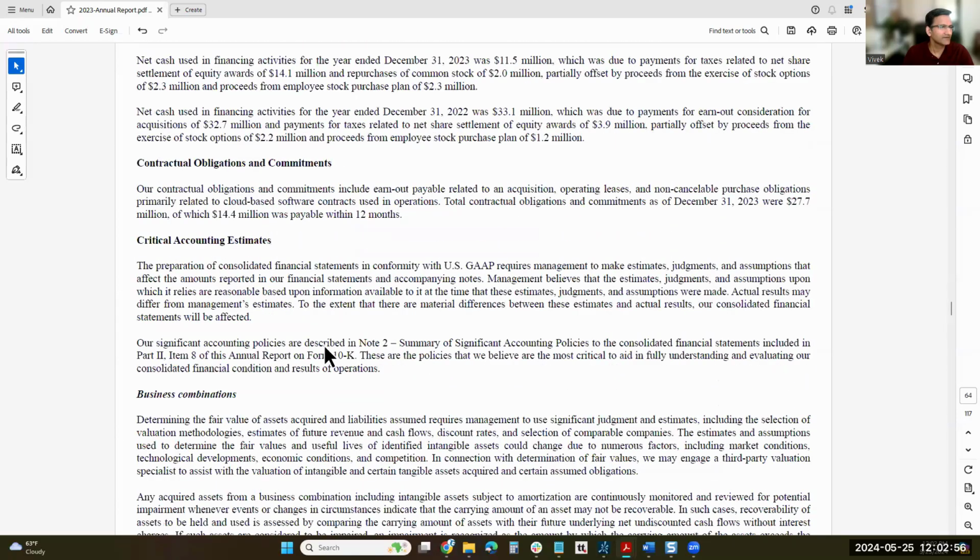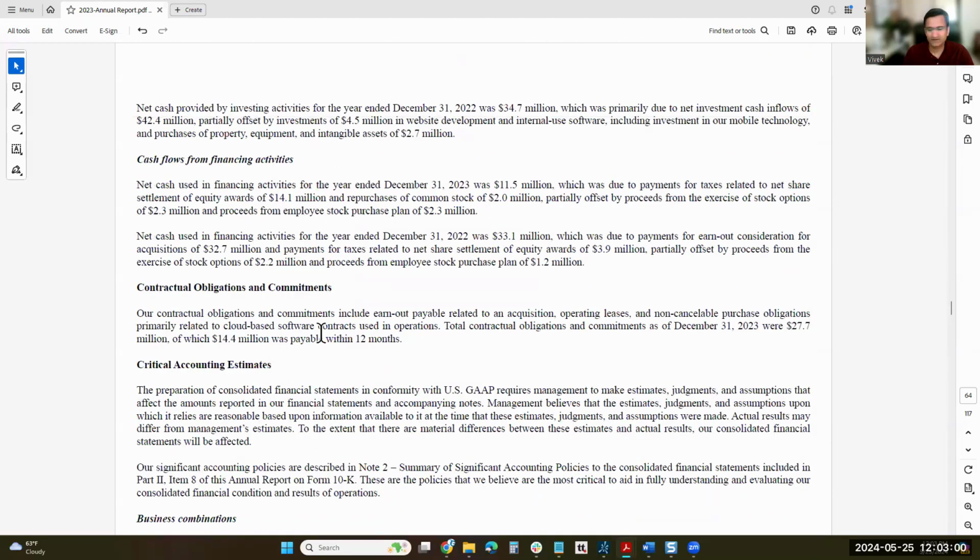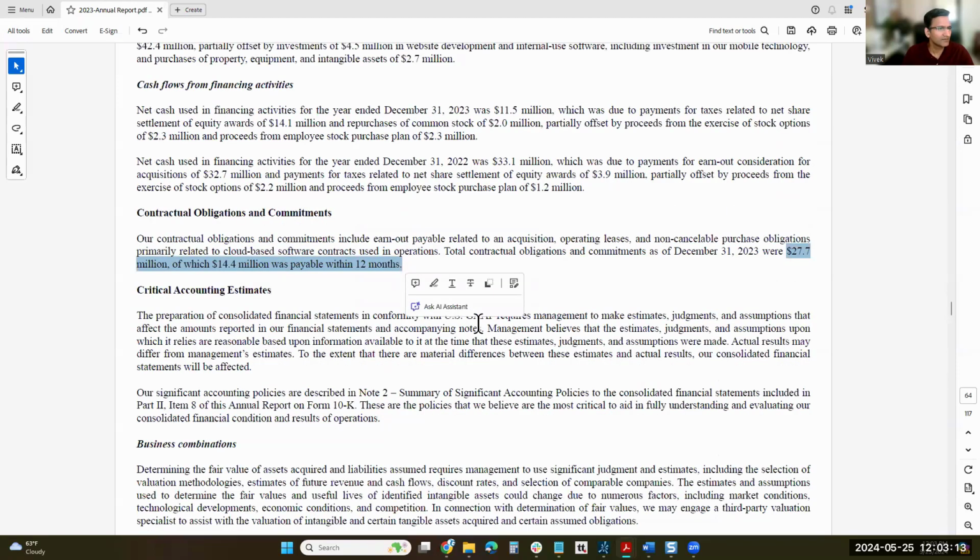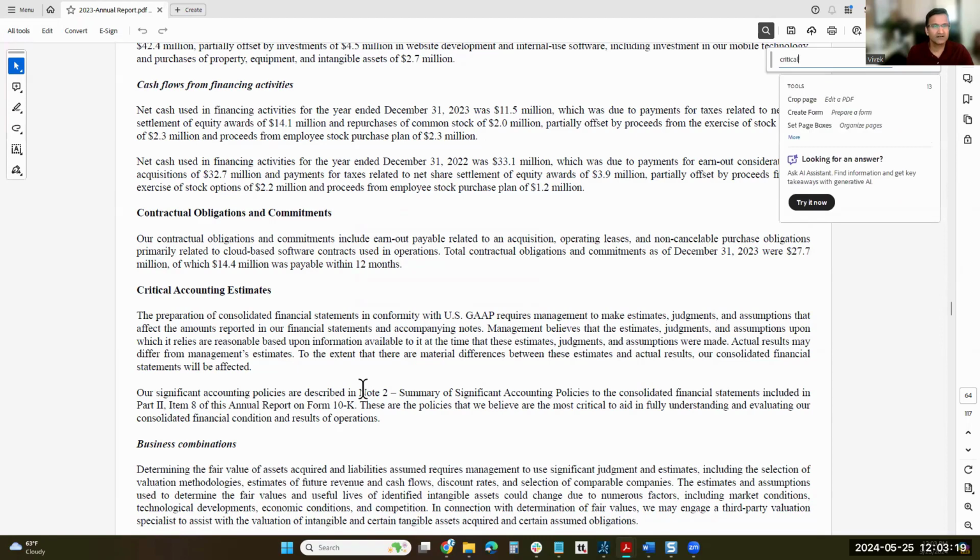Where are the risk factors? The other thing we want to look at is contractual obligations. Do they have any obligations? 27 million and 14 million payable in the next 12 months? Not a big issue. Let me search for any critical audit matter. Nothing, which is good.